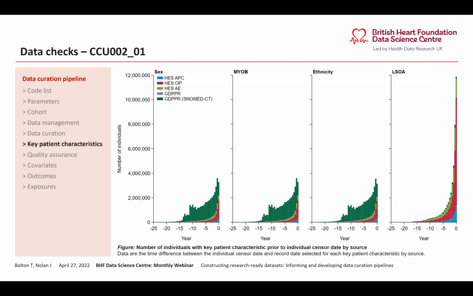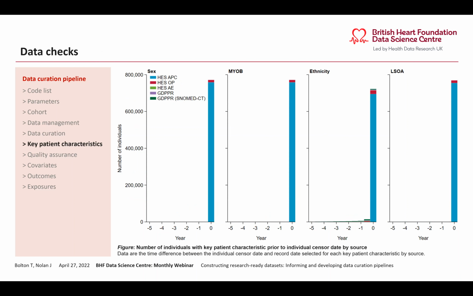So considering CCU 002 here, which included a population-wide cohort of 45 million individuals and an overall cutoff date of the 1st of January 2020, you can see where the information is being sourced from and how far we're looking back from baseline. The LSOA looks different due to not prioritizing primary care records. Whereas for CCU 18, where we're actually using individual sensor dates, and these are the dates of the delivery episodes, it's no surprise that almost all the key characteristics are recorded at time 0 at the delivery episode.